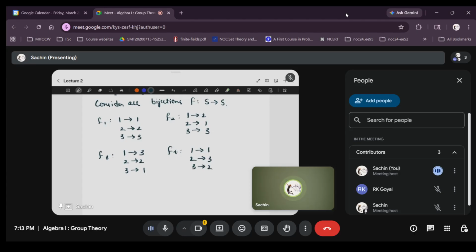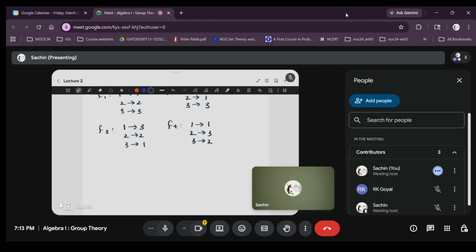So these three operations fix, F1 fixes all the elements. So none of the elements change under the function. F2, F3, and F4 fix one element each. F2 fixes 3, F3 fixes 2, and F4 fixes 1. And each swaps the other two elements.